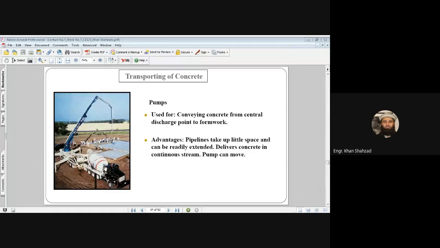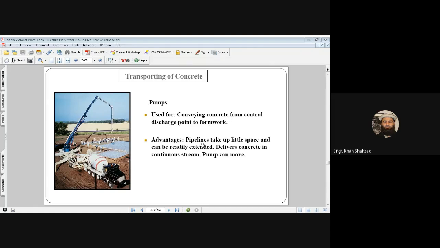Maybe some of the people who have seen the construction of this phase 3 flyover, over there they were using such equipment, the pumps. Here you have the transit mixer machine, they are supplying this concrete over here, and with the help of pump they are supplying it to the project site.